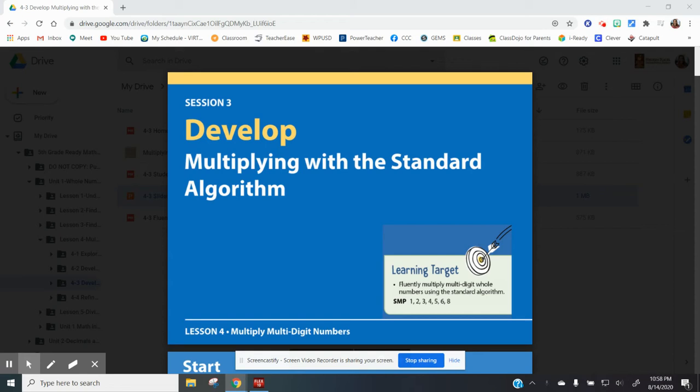Hi, today we're going to be doing lesson 4, session 3. We have finally arrived at multiplying with the standard algorithm. Up until now, we've learned how to multiply with an area model, and we've practiced multiplying with partial products. And now we're going to be doing multiplication with the standard algorithm.